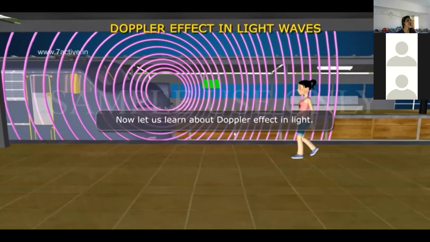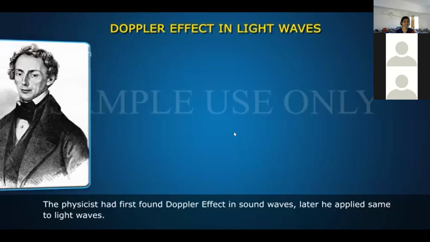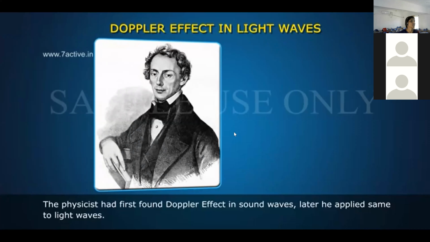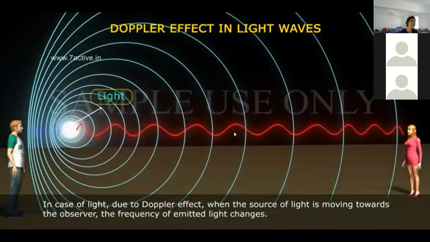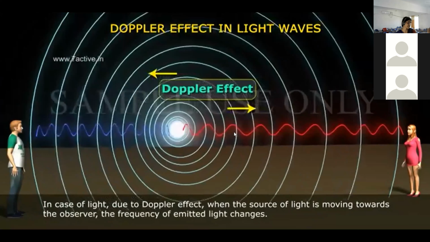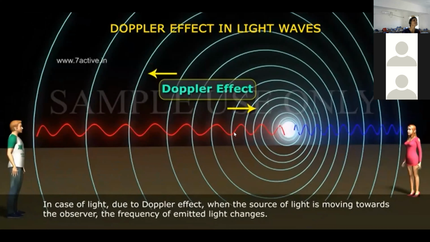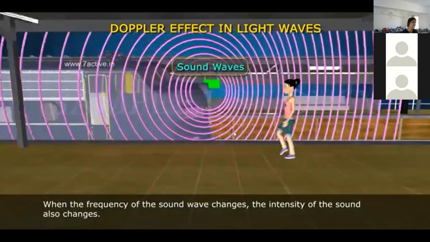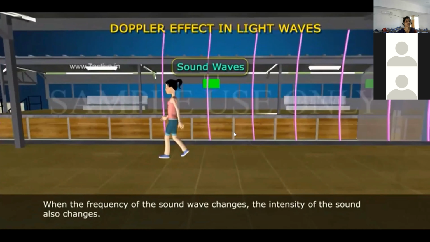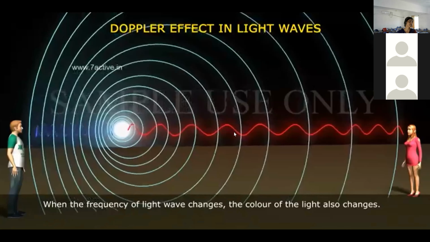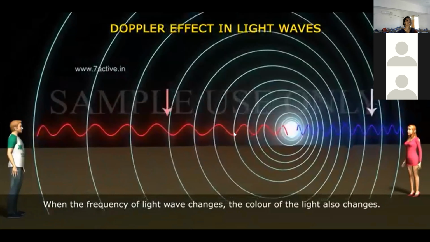Just observe how the Doppler effect takes place. Here the physicist first showed how the Doppler effect takes place in the case of a light wave. In case of light, due to the Doppler effect, when the source of light is moving towards the observer, the frequency of the emitted light changes. And when the frequency of a sound wave changes, the intensity of sound also changes. In day-to-day life you observe this.